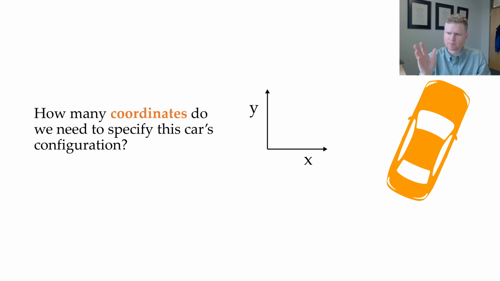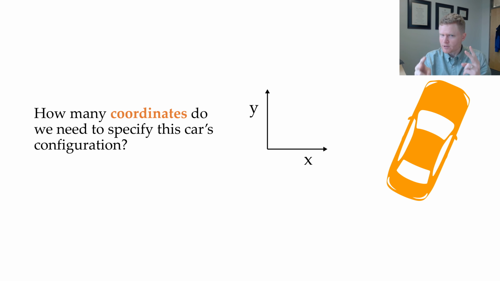So in this first example, think about this car. And this car, imagine it's driving around on a plane, a 2D plane, an XY plane. You could take maybe a table as an example. And think to yourself, how many coordinates would you need to fully specify where this car is in space?